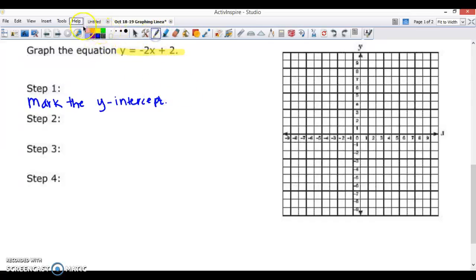So in this case, my b value is the constant, so it would be (0, 2). And since now I know where to put it on the graph, I can go ahead and mark that dot on the graph. The second step is to write the slope as a fraction.